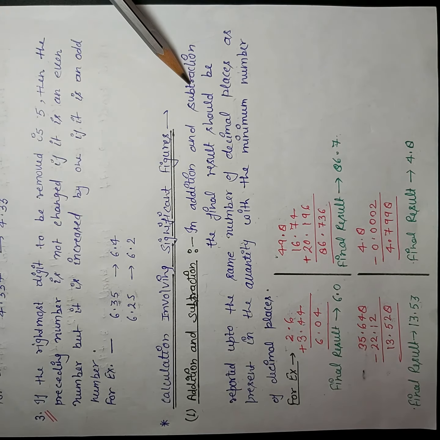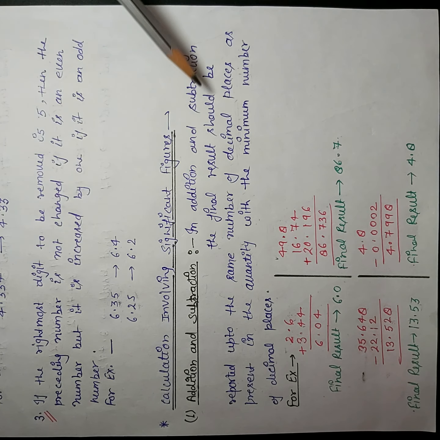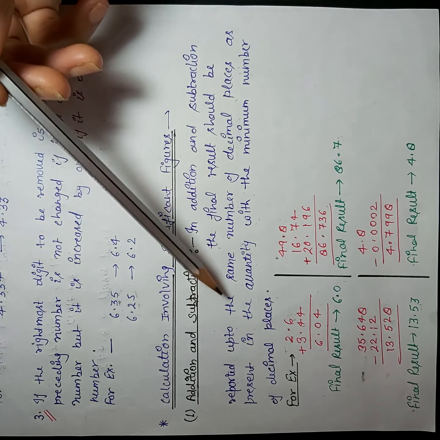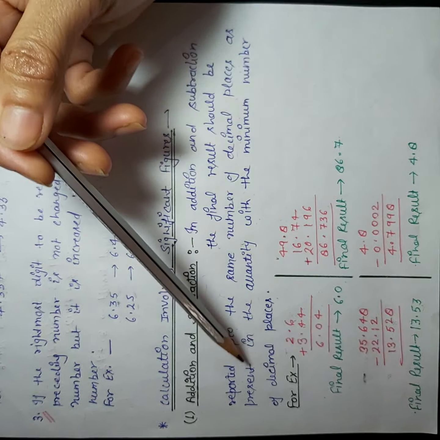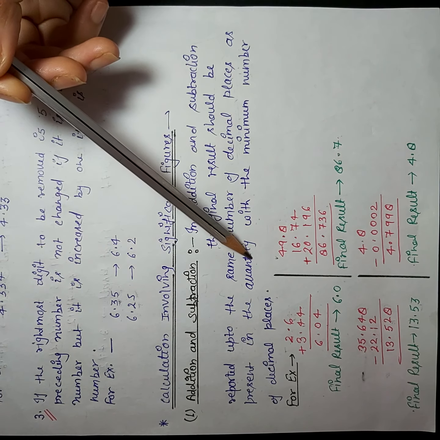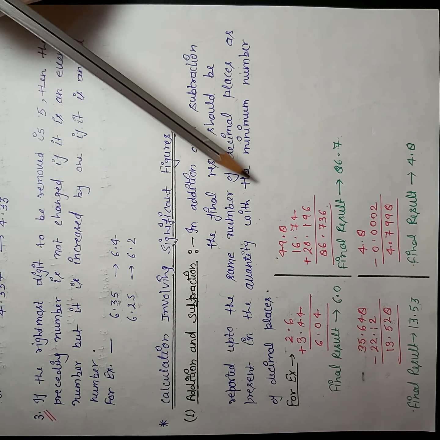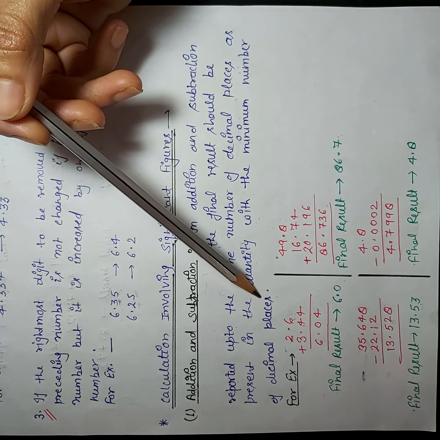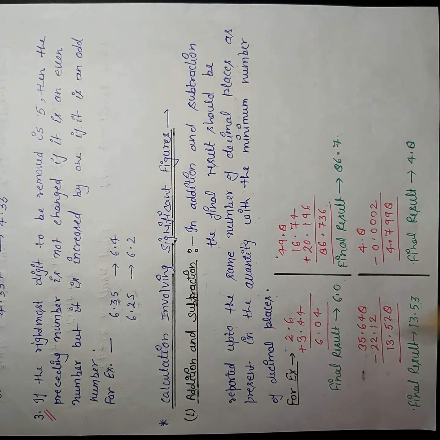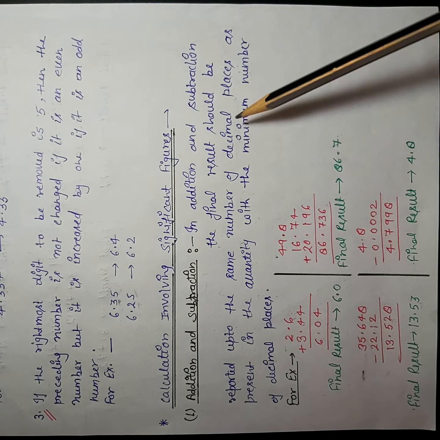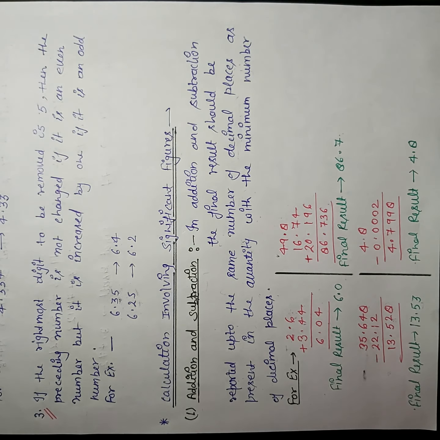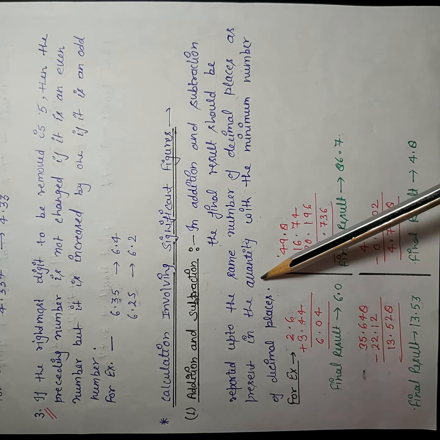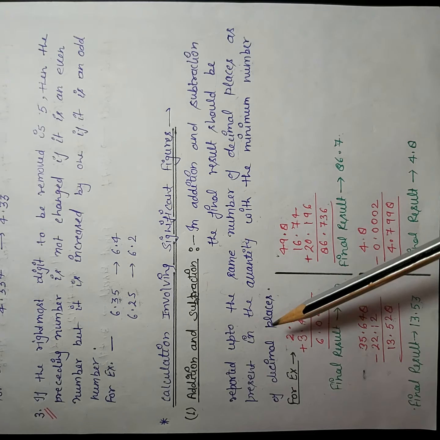In addition and subtraction, the final result should be reported up to the same number of decimal places. Focus on this word, decimal places, as present in the quantity. Which quantity? With the minimum number of decimal places. Okay, so here we have to pay attention to our decimal places, and on which quantity we will pay attention, the quantity with the minimum decimal places.